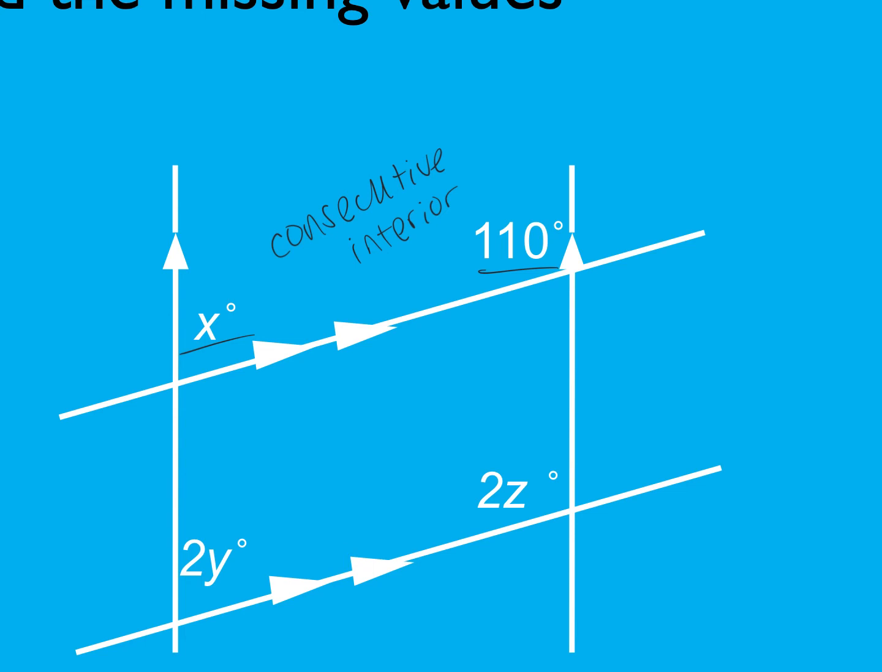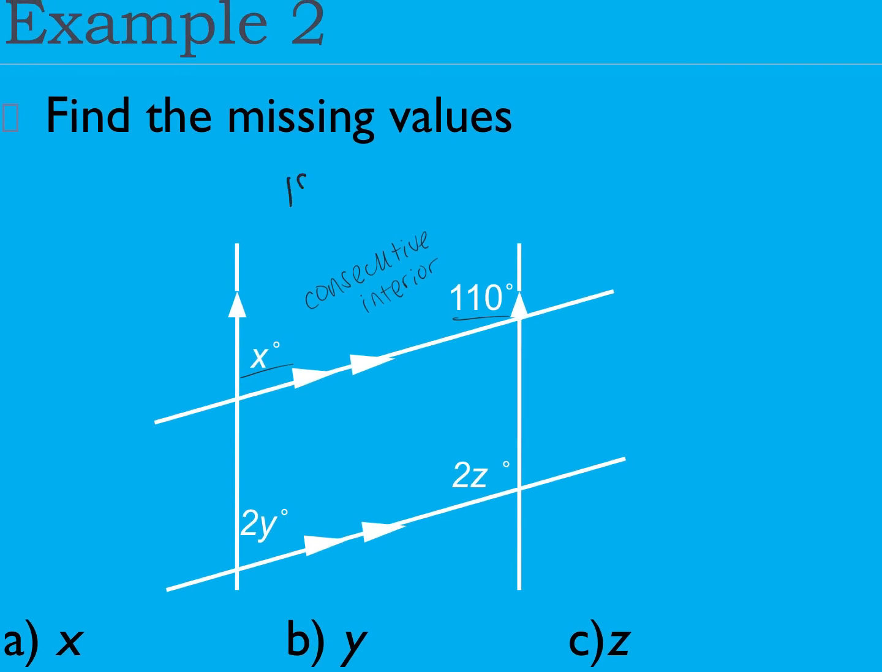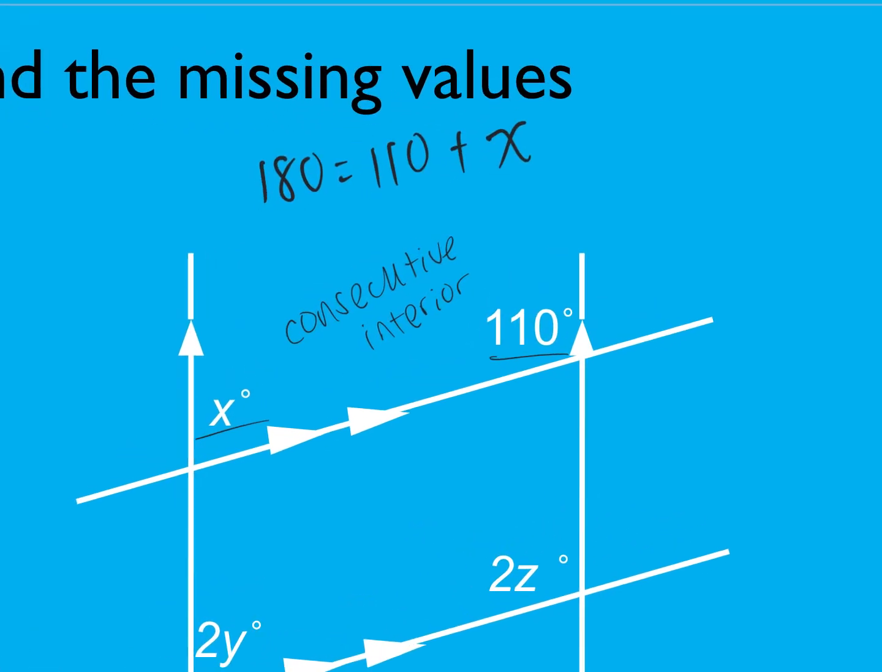John? Consecutive is like they're next to each other. Yes. But what do we know about them when they're cut by parallel lines? Mario? They're supplementary, which means what, Hayden? They add up to 180. So we can write 180 equals 110 plus x. And we can solve for x, right? We just subtract 110 from both sides. We get x equals 70 degrees.